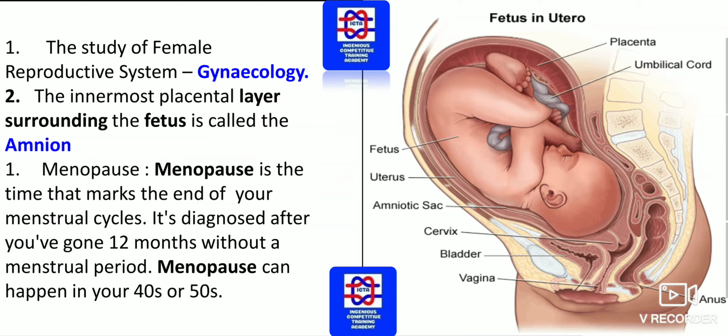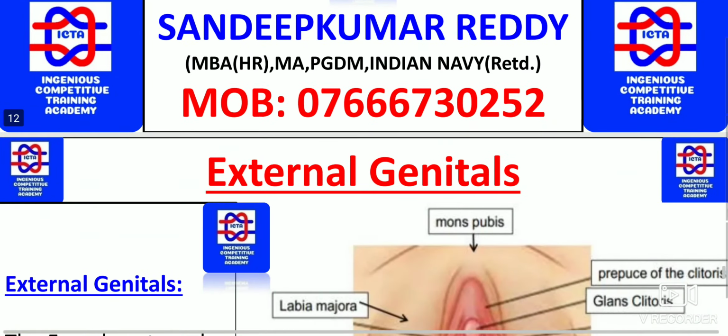So next we have menopause. Menopause is the time that marks the end of your menstrual cycles. It's diagnosed after you have gone 12 months without a menstrual period. Menopause can happen in the life of any female, between 40 to 50 years, when they will have the menopause stage.